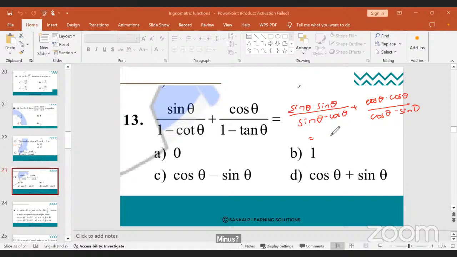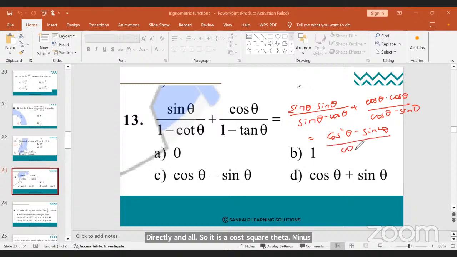It is nothing but, directly I will solve. So it is cos square theta minus sin square theta upon cos theta minus sin theta. Take the commons and try to solve. You will get the final answer as cos theta plus sin theta. So option D is the correct one.